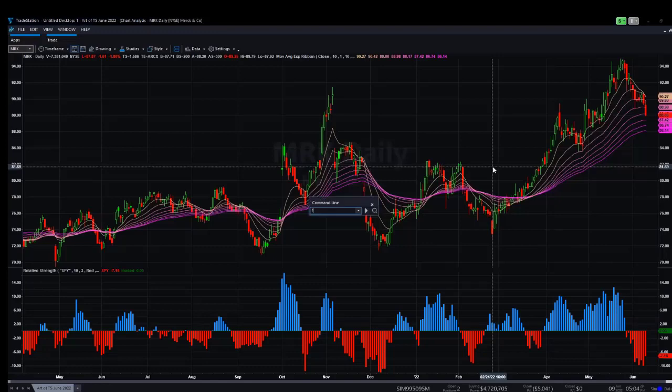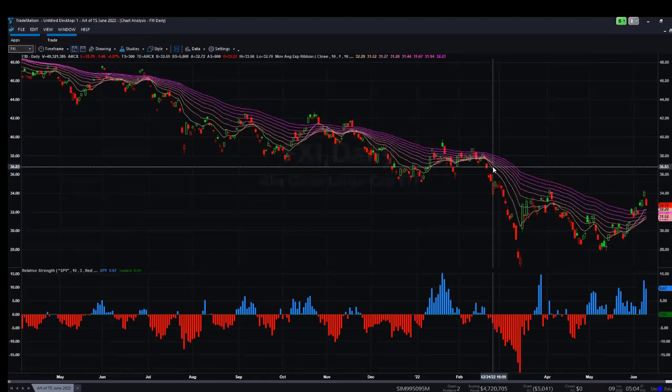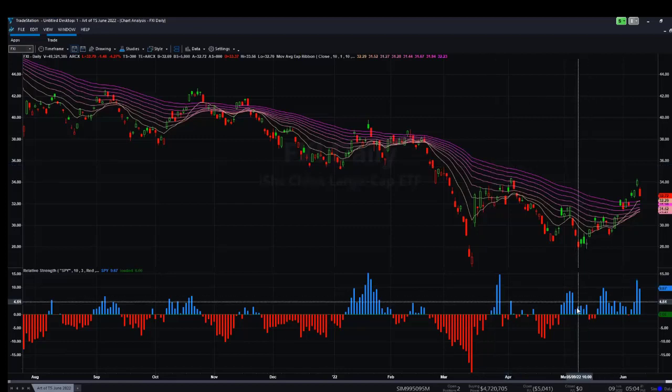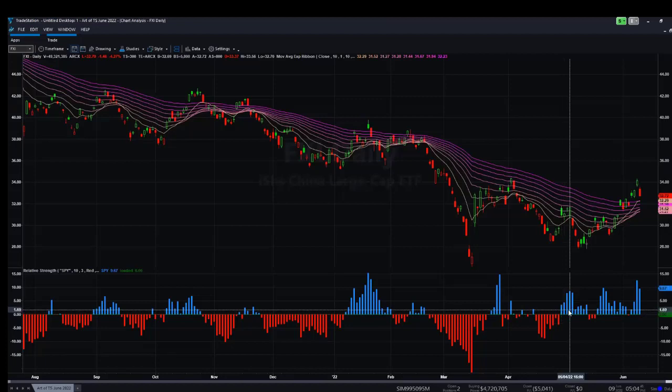It's also interesting that, and I've written about this, I have an article today on Market Insights about it, is China. This is the FXI. And this has been showing interesting relative strength really since the beginning of May. Now, the Chinese situation is very interesting.